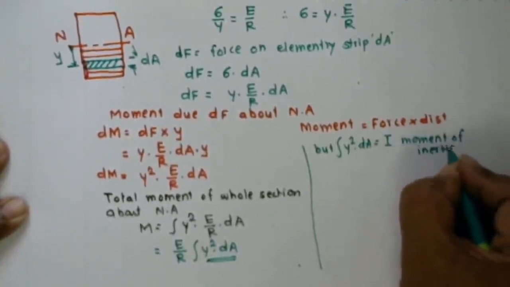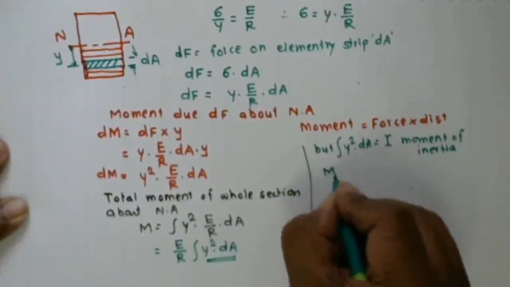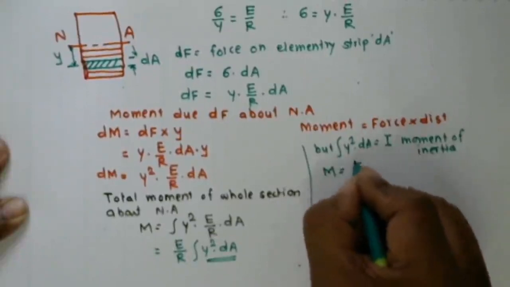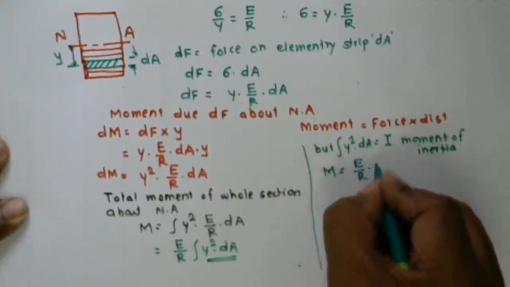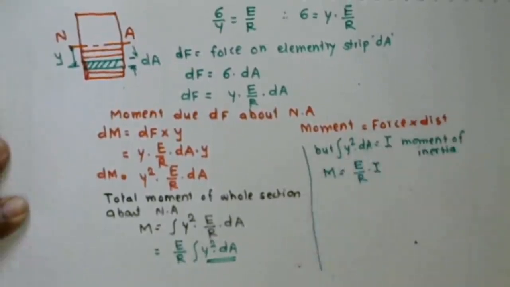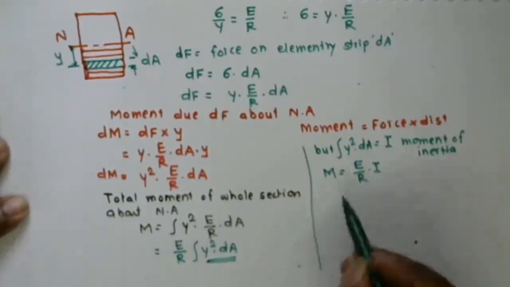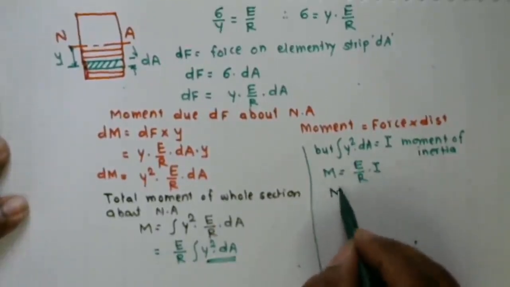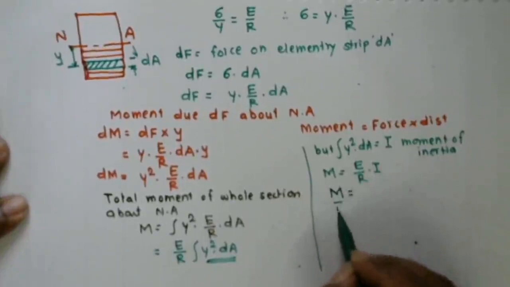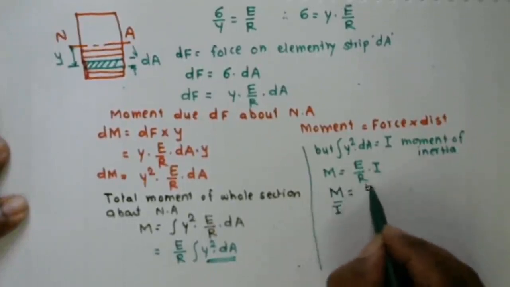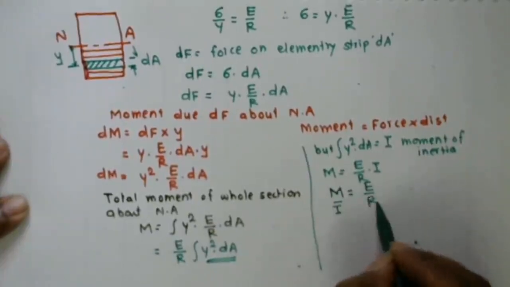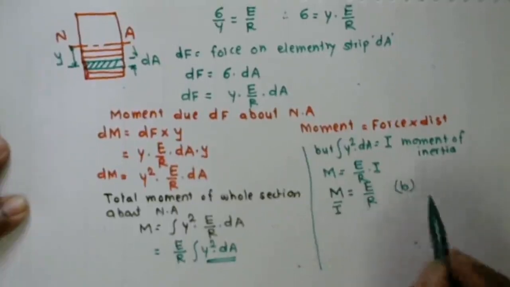So M is equal to E upon R into I, or we rearrange that equation, M upon I is equal to E upon R. We say that equation is B.